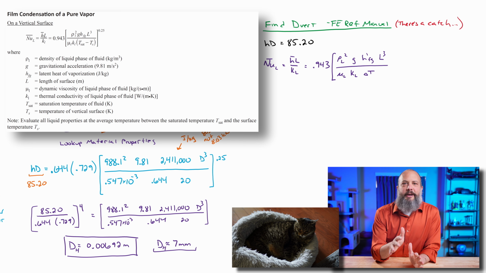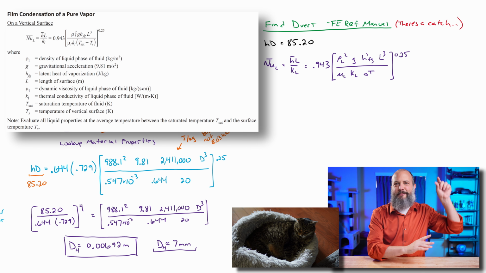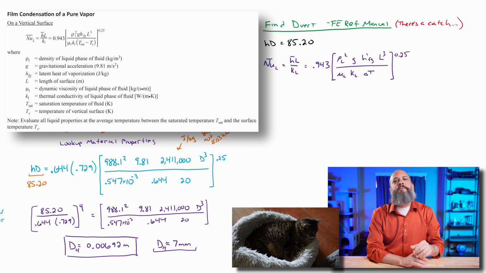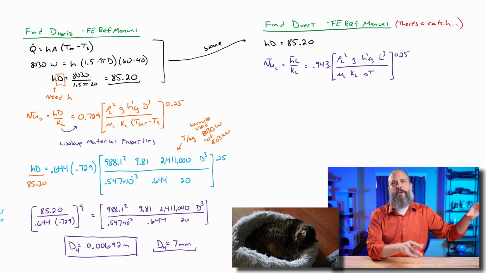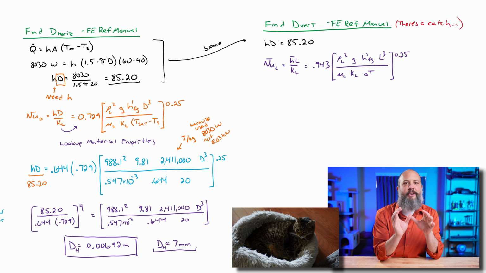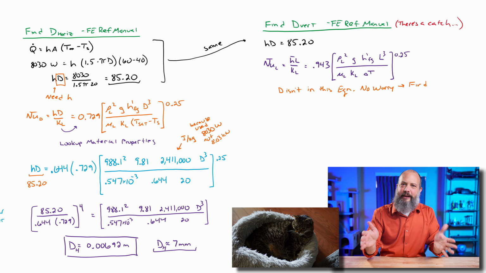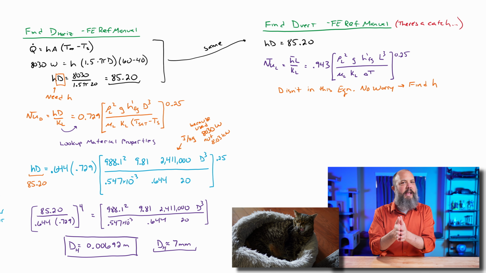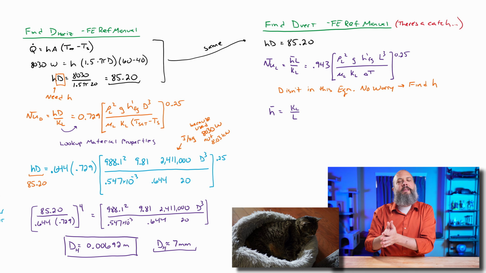So Nusselt number hL over k equals 0.943 times a whole bunch of junk in the middle, to the 0.25 power. These are mostly the same liquid properties we already looked up from before, so we're just plugging in a different set of numbers. This time though, notice that diameter is not in this at all. This is all based on length because this equation is for a flat vertical face, not a pipe.